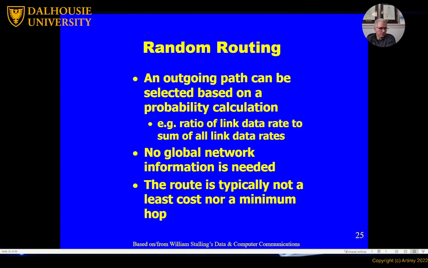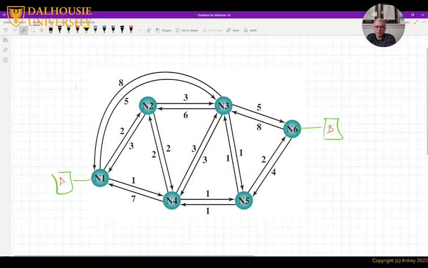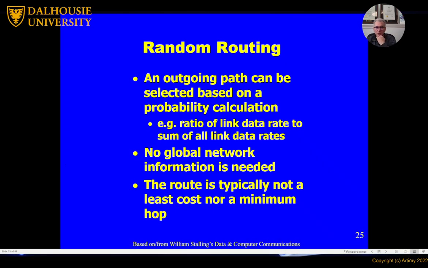So imagine a packet is sent from N2 randomly to N4. It's supposed to go to N6, but N4 sends it randomly to N1. N1 sends it randomly to N3. N3 sends it randomly to N4. N4 sends it randomly to N5. N5 sends it to N6. So the packet has traveled way longer than it should. But that's the price we pay for using this random routing.